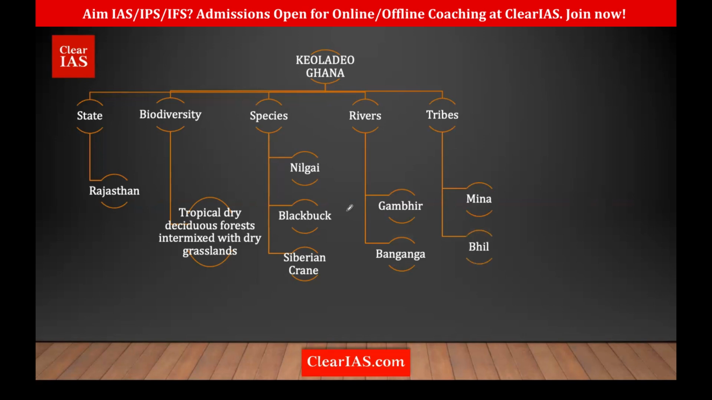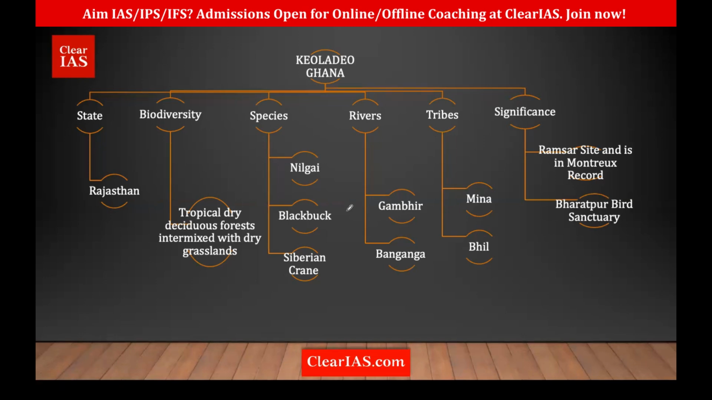Apart from that, we have what? Okay, so what is the significance? Yes, it is a Ramsar site. I told you two Ramsar sites in the Montreux Record: one in the east, that is Manipur, Loktak, Keibul Lamjao National Park, and one in the west, that is Keoladeo Ghana. East, Keibul Lamjao; west, Keoladeo Ghana. Okay, don't get confused.